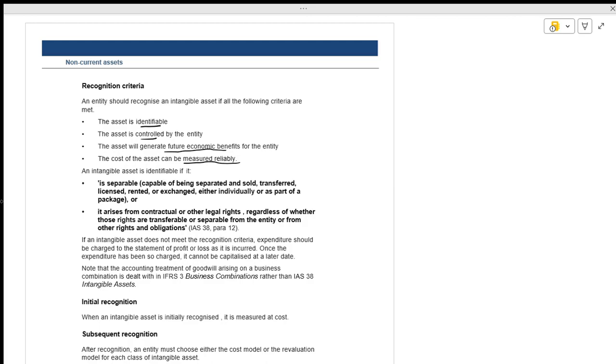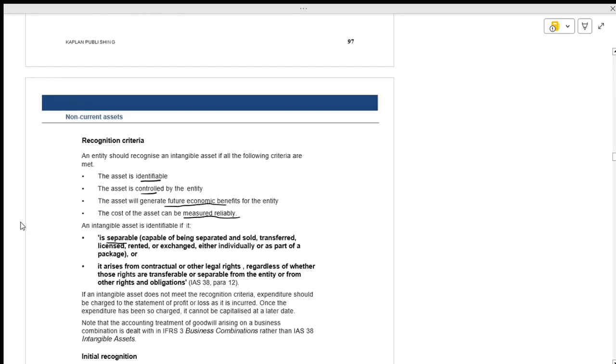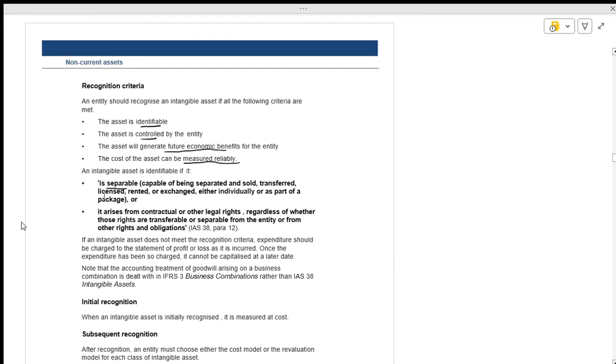An intangible asset is identifiable if it is separable, capable of being separated and sold, transferred, licensed, rented, exchanged individually or as part of a package. It has to be separate, like a license. You have all the things mentioned here: licenses, quotas, franchises, and marketing rights for specific regions. If that is the case, it is called an intangible.